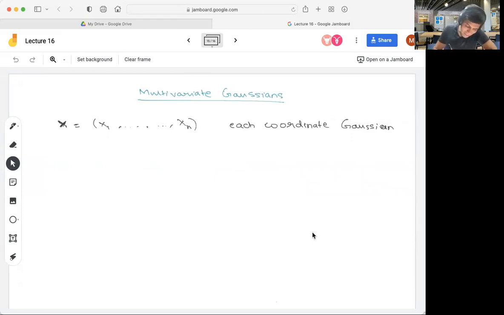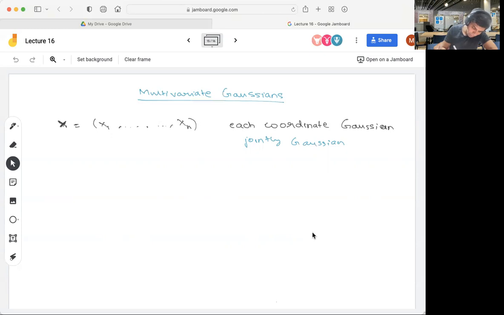Mostly, when we define what is called a multivariate Gaussian, we actually mean that we have a vector of variables, each coordinate is Gaussian, and these are jointly Gaussian. So any linear combination is also a Gaussian. And the most common case, again, is when these are independent, in which case things are easier, but there are many interesting examples where you don't have independence.